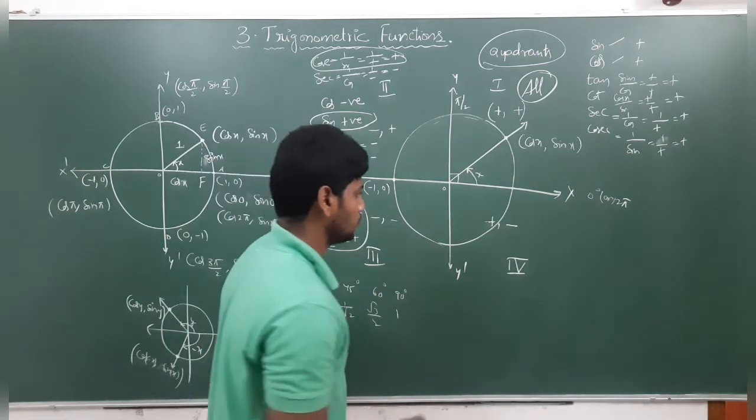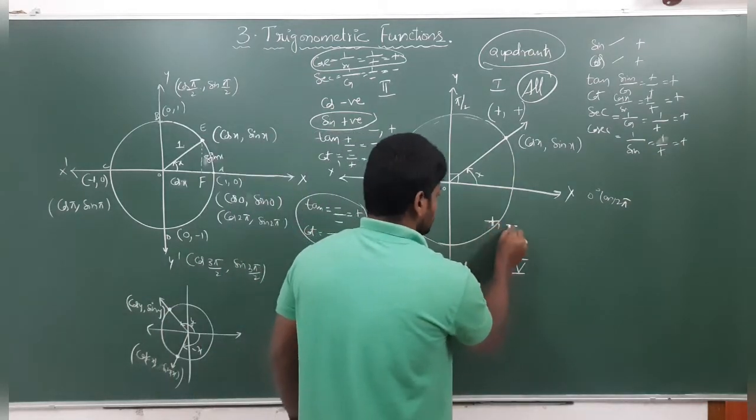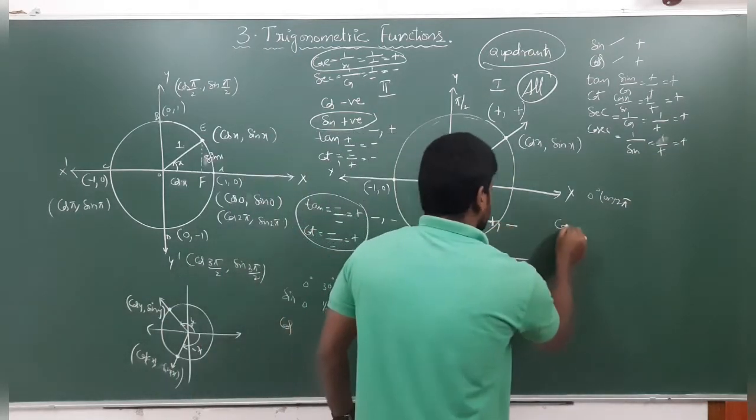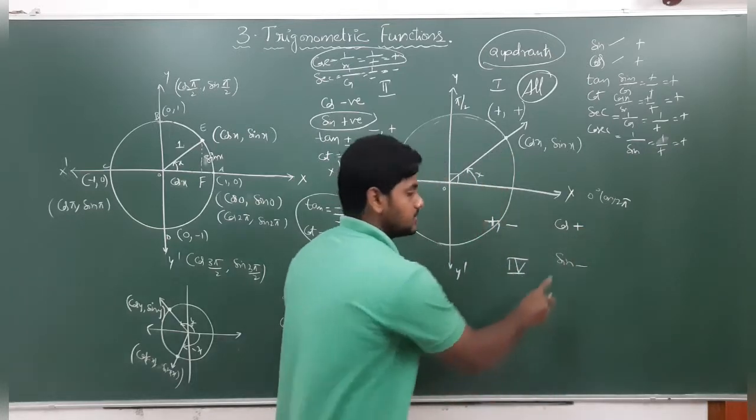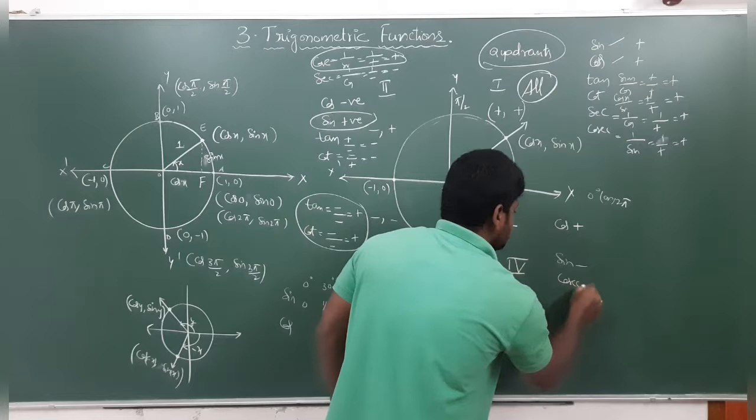Now when it comes to the fourth quadrant, in the fourth quadrant, positive and negative, nothing but cos is positive, sin is negative. If sin is negative, cosecant is also negative.